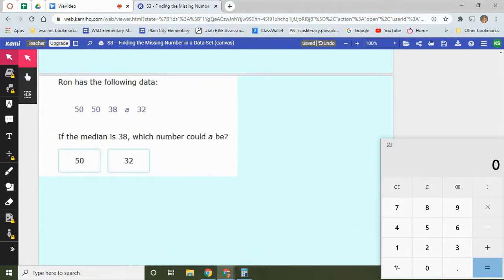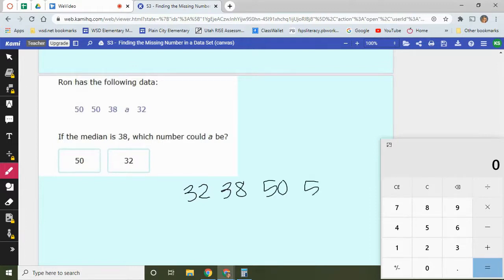Okay, try this one. And then press play when you want to go over it. Okay. 32, 38, 50, and 50. And it says if the median is 38, so here's our middle. Got 2 on my right this time and only 1 on my left. So I need to add another number to the left, right? So 32, if I added 32, 38 is my median.